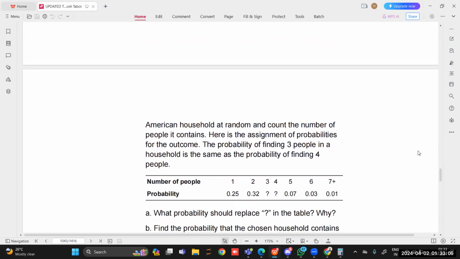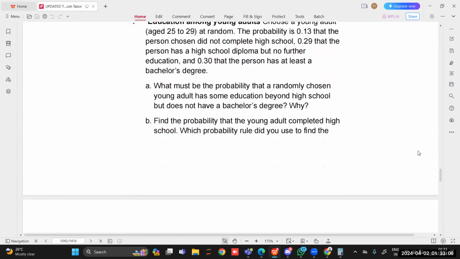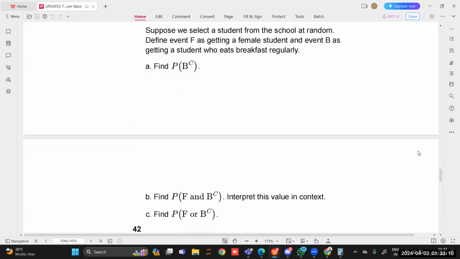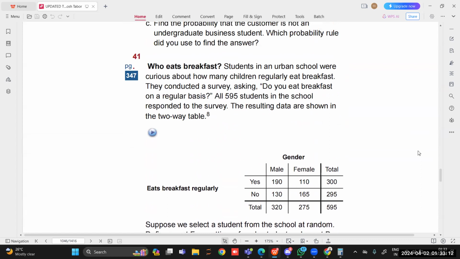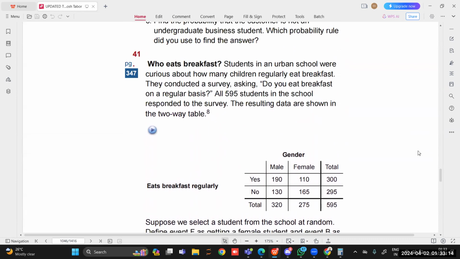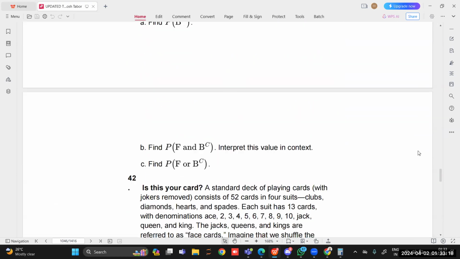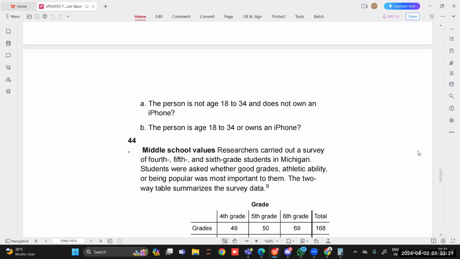So we'll stop here for today. You can practice this example. See, there's a two-way table also. Do the homework, 41, mark it down, and send me the solution on my WhatsApp. And also solve the paper that I had given.